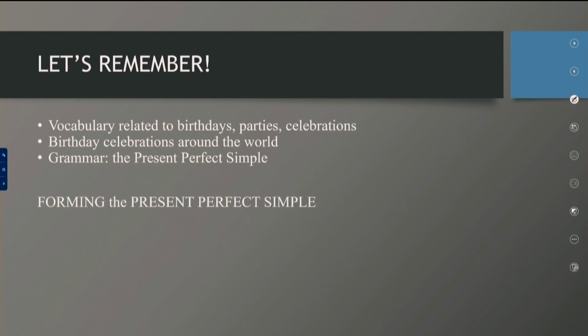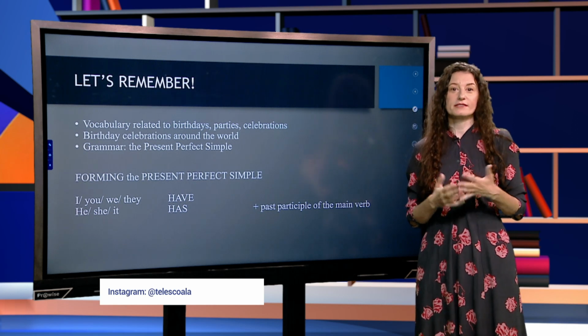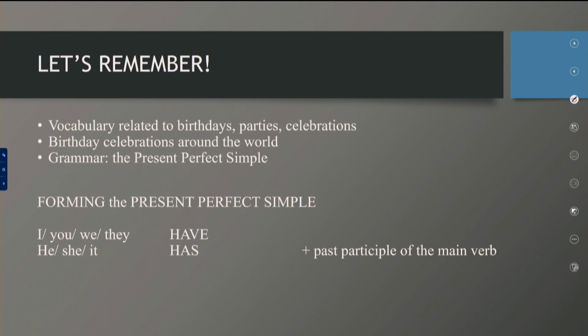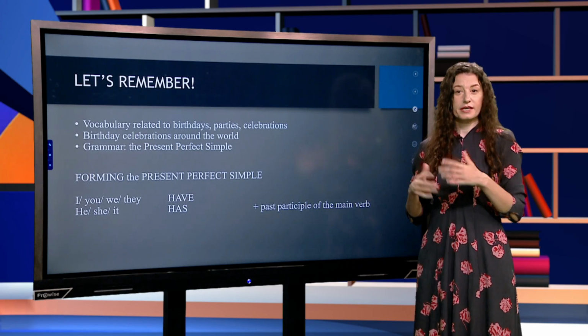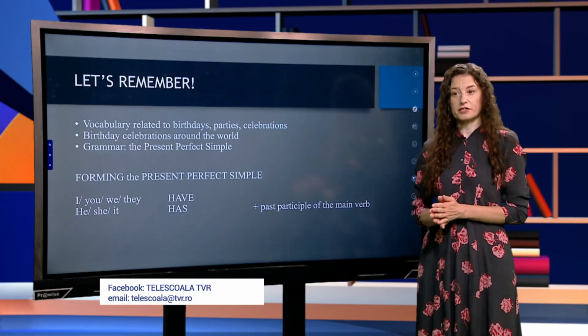To begin with, let me remind you how we form the present perfect simple. First of all, we need to use a subject. If the subject is I, you, we, or they, the auxiliary that follows is have. If the subject is he, she, or it, then we need to use has. So, in the formation of the present perfect simple, we need first of all the auxiliary, have or has. The choice depends on the subject. The main verb will be used in the past participle form. Now let me remind you what that is.